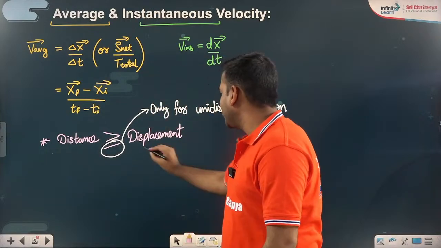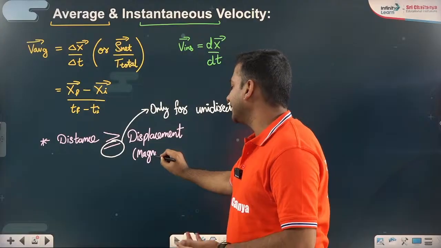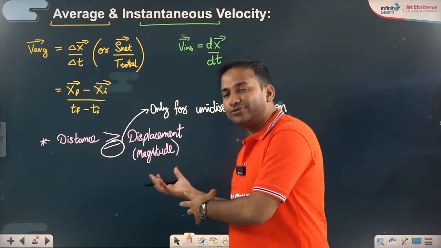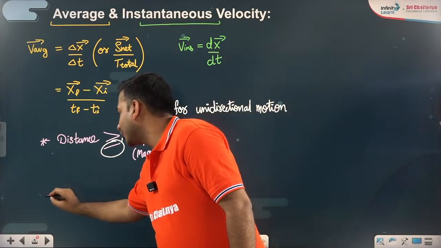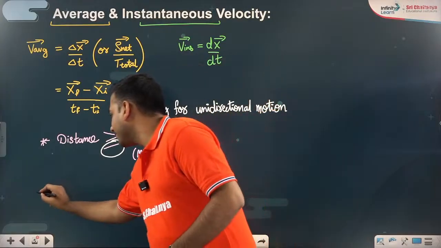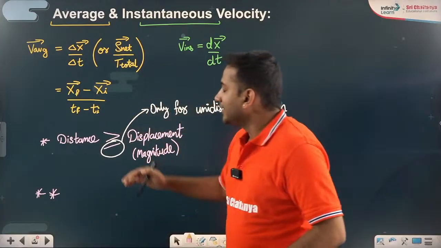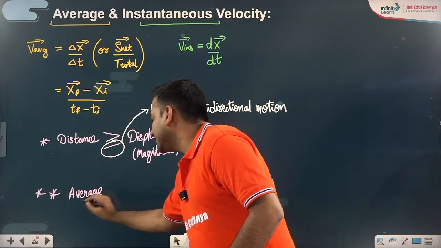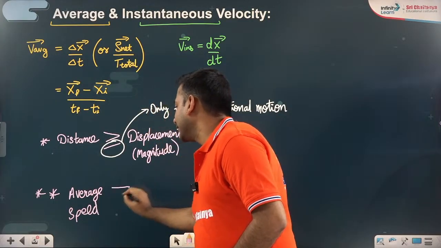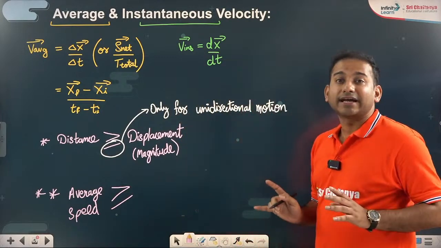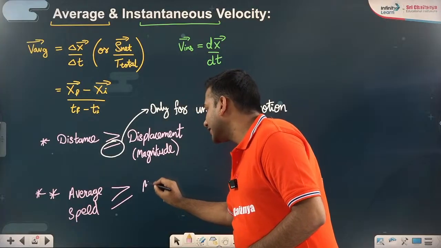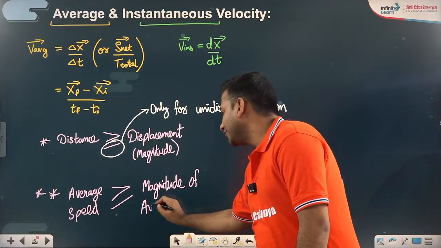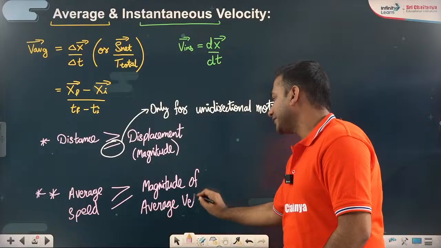And I would say magnitude of displacement, as we can't directly compare a scalar and a vector quantity. So we are comparing the scalar quantity to the magnitude of a vector quantity. All right. Dividing by total time, if I divide by t total, what I will be getting is total distance by total time, that will be the average speed. Average speed is always greater than or equal to, and we already know when the equality is satisfied, for unidirectional motion, the magnitude of average velocity. Is that clear?